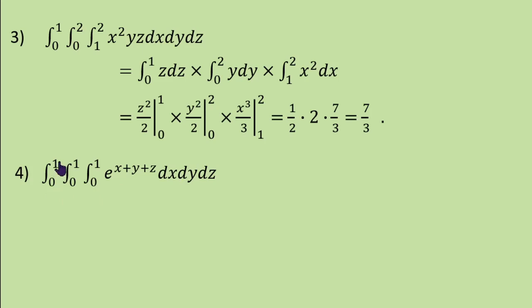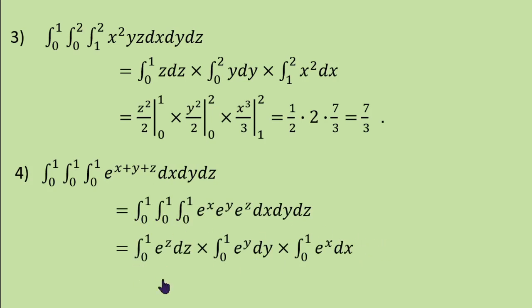Evaluate. X varies from 0 to 1, y varies from 0 to 1, z varies from 0 to 1, e power x plus y plus z. Here e power x plus y plus z is nothing but e power x into e power y into e power z. So it is a product. Therefore, you can separate the variables. Now z varies from 0 to 1, here it is e power z. Y varies from 0 to 1, e power y, into the integral of x varies from 0 to 1, e power x. So separate the variables and then integrate.